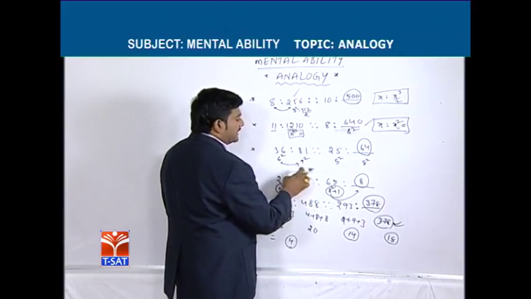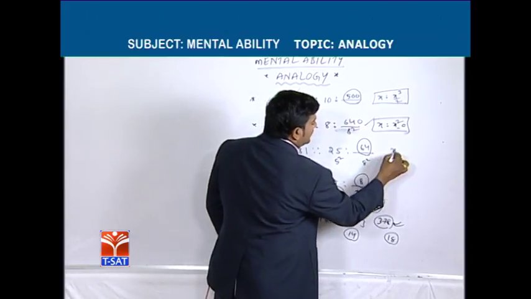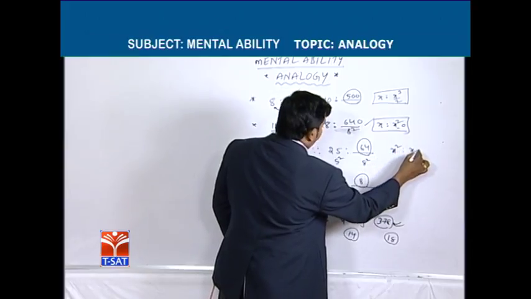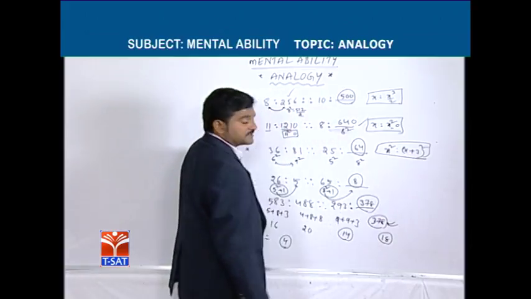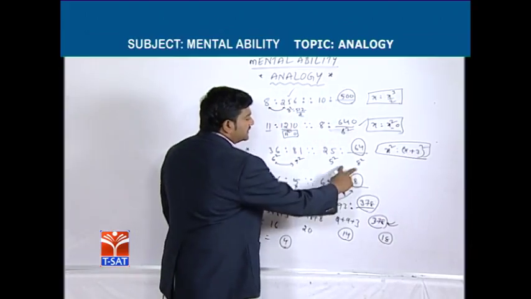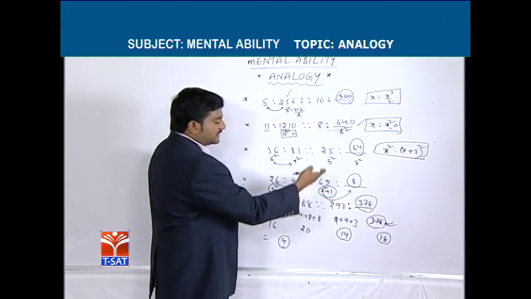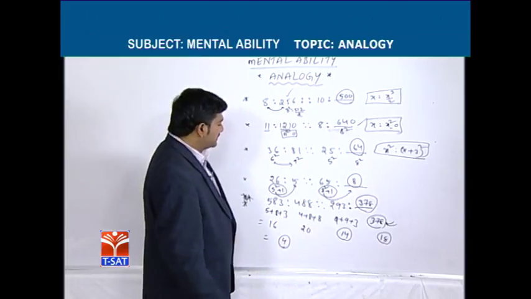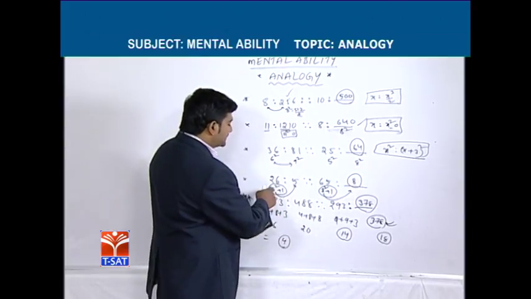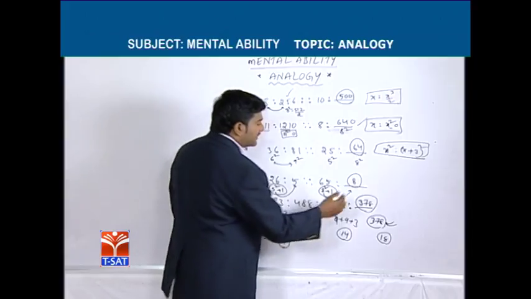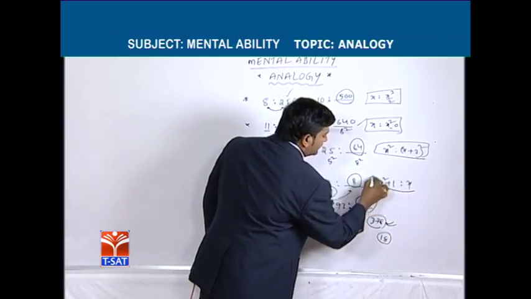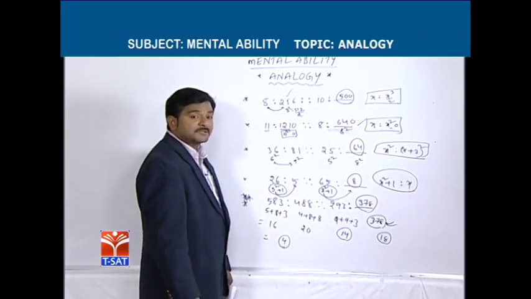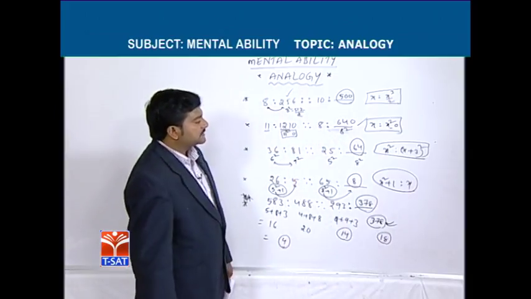So 6 square, 9 square, 5 square, 8 square. How we can write? X square is to x plus 3 whole square, because the gap is there, 3 is there. So we can express for that, but we cannot express by using that model here. So here also we can express. See, 5 square plus 1, 5. What does it mean? X square plus 1 is to x. That was the concept involved in that question.